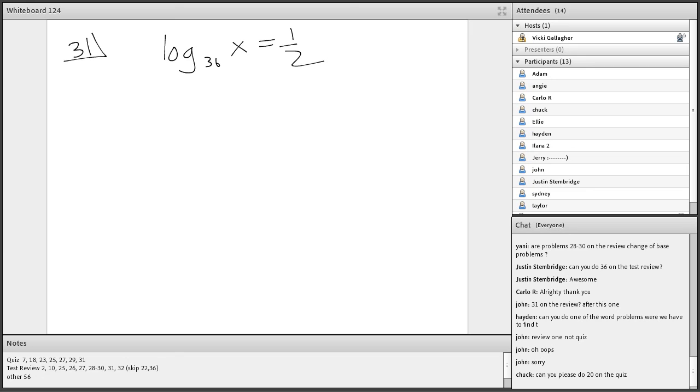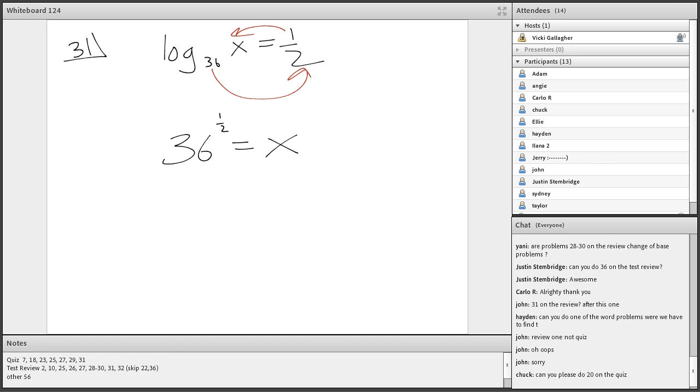Okay, so on this one, it's in log form. We're going to change it into exponential form. So it's 36 to the power of 1/2 equals x. And make sure that you write that as an exponent. It's to the power of 1/2. It's not times 1/2. We're not doing half of 36 is 18.